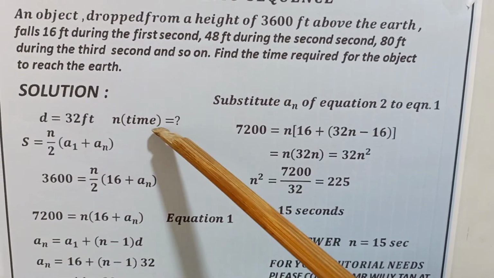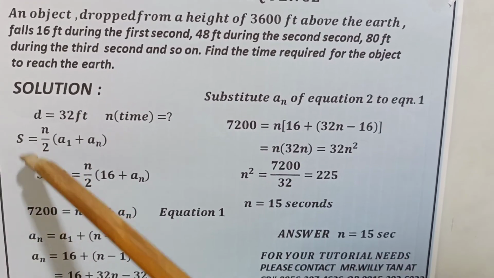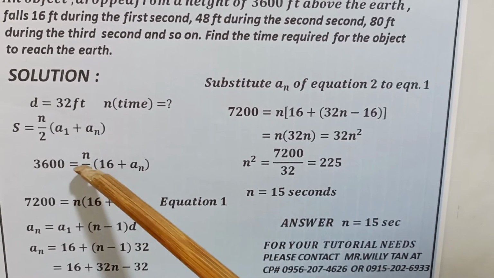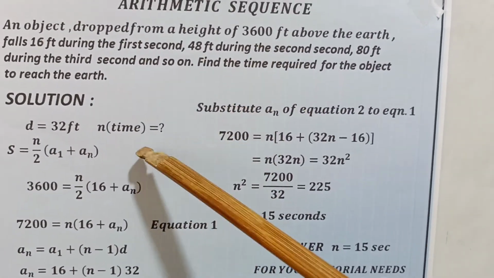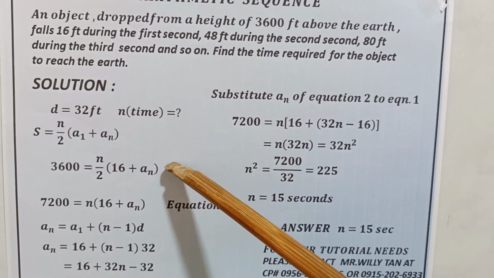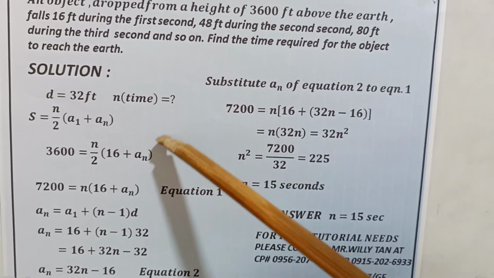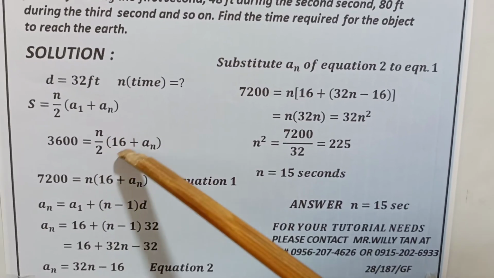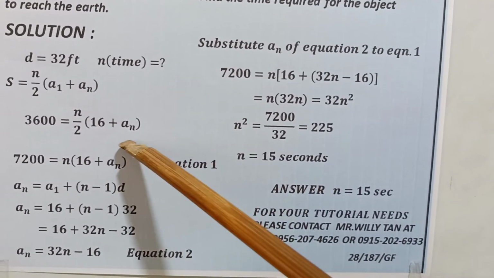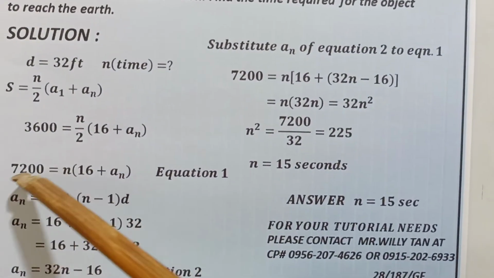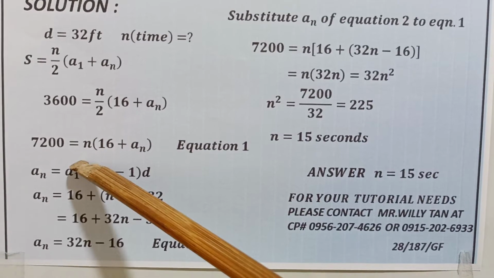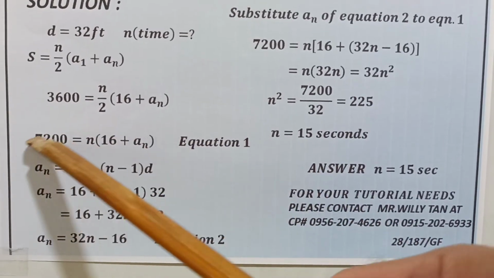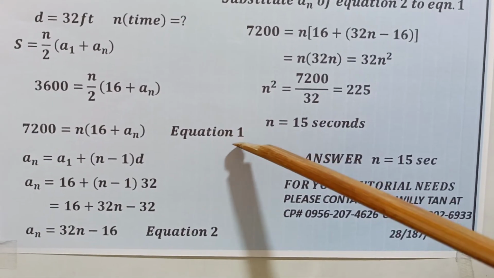We don't know it. So we're going to use the formula S sub n is equal to quantity n over 2 times quantity a sub 1 plus a sub n. Since S is equal to 3,600 feet, the height of the object from the height to the ground, we have 3,600 equals n over 2 times quantity 16 plus a sub n. So we multiply both sides of the equation by 2, we get 7,200 is equal to n times quantity 16 plus a sub n. And we call this our equation 1.